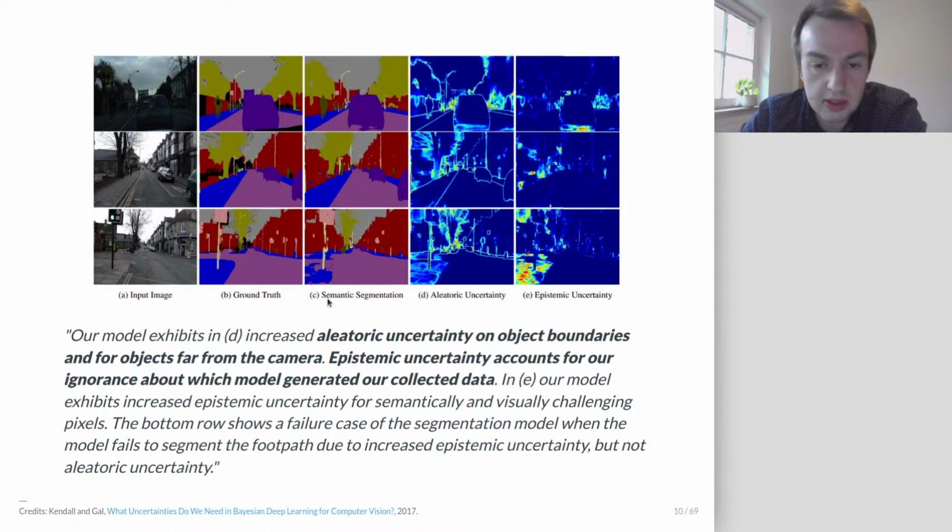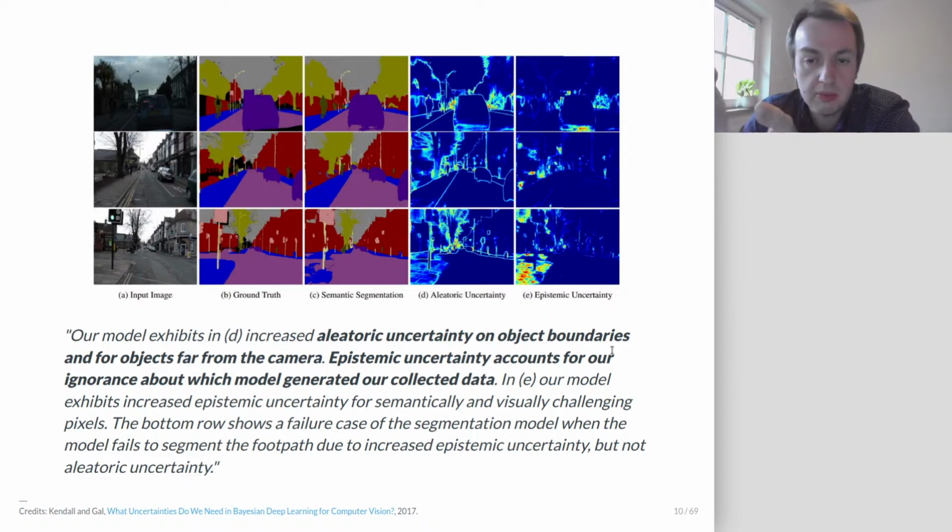And so what this shows is that if you train a neural network, and if you try to quantify its uncertainty and try also to decompose this uncertainty into aleatoric and epistemic uncertainty, then this gives you quite good insight about why the model is maybe making wrong predictions in some regions, or where the model is actually uncertain about its prediction. And so what the caption says is that our model exhibits in this column in D increased aleatoric uncertainty. High aleatoric uncertainty corresponds of course to bright regions on object boundaries and for objects far from the camera. And indeed, this is precisely the definition that I've given you.